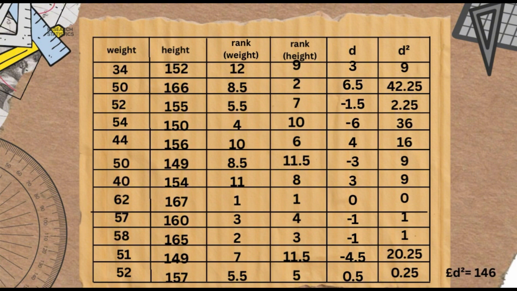So, how will we get the sum of D squared? We get the sum of D squared by adding them all: 9 plus 42.25, 2.25, 36, 16, 9, 9, 0, 1, 1, 20.25, and 0.25. Just add all of these and you get the sum of 146. Did you get it, guys? So, let's proceed to the formula.